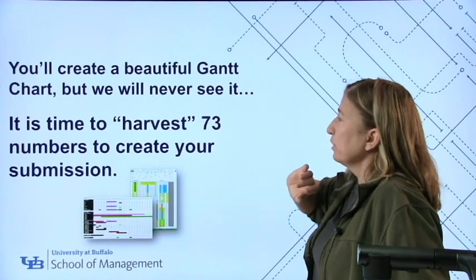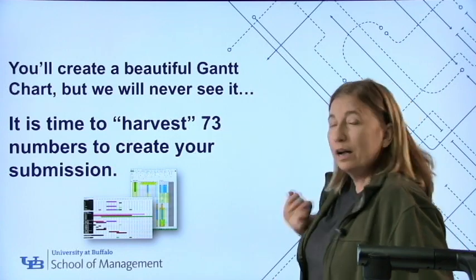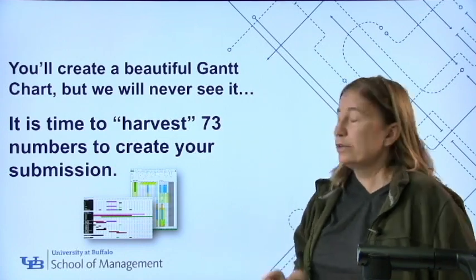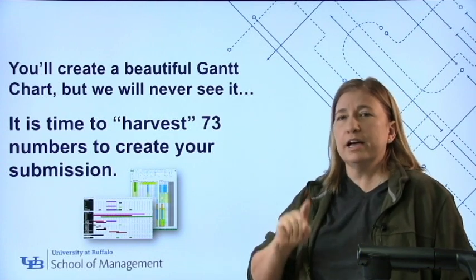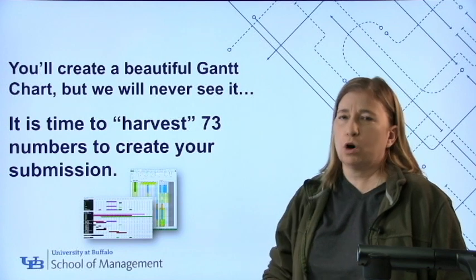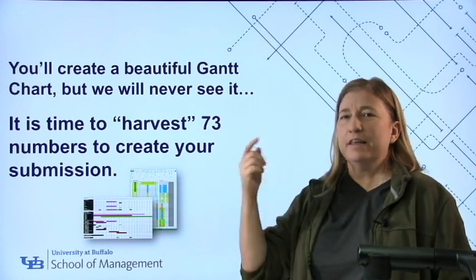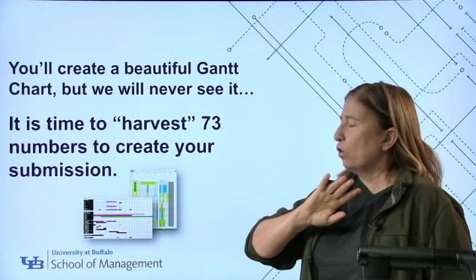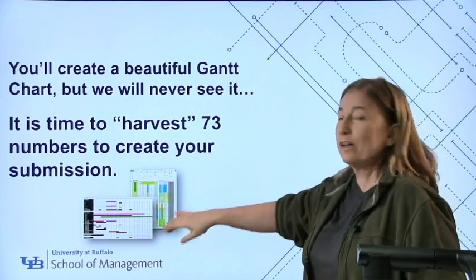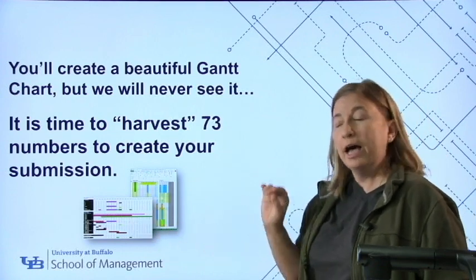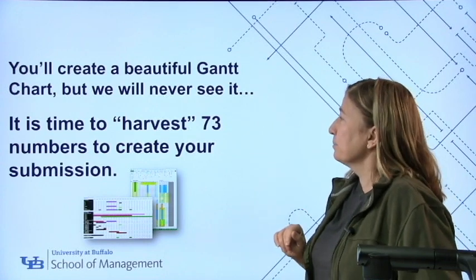So, you've already done this work, right? You've created a beautiful Gantt chart. We're never going to see that. It's time, though, to claim credit for it. You need 73 numbers. They are the day that you want to start working on each of the 73 tasks. That's what we need to know. That's all the information that the simulator needs to know to piece together your Gantt chart numerically and gauge what the quality of it actually is.